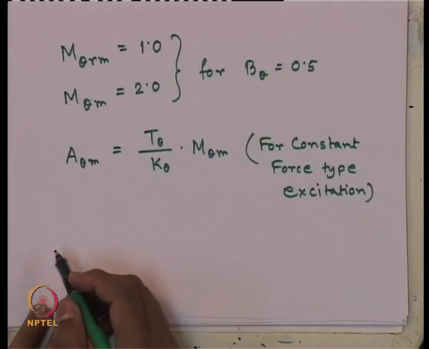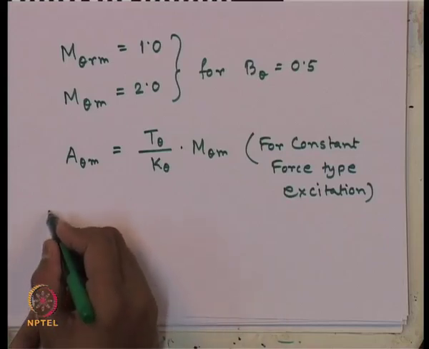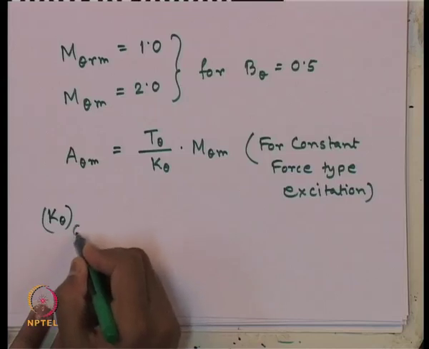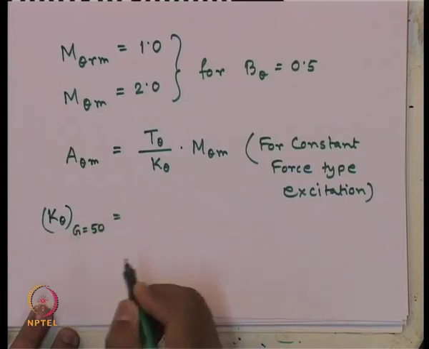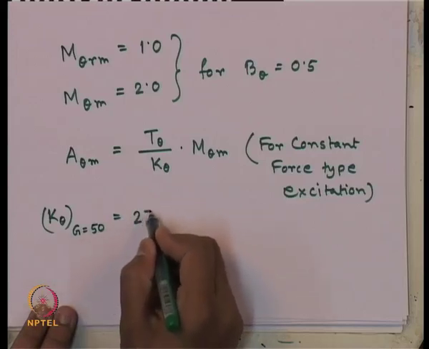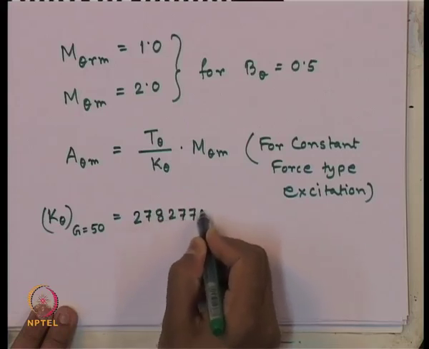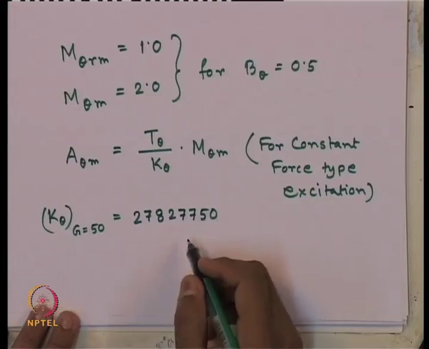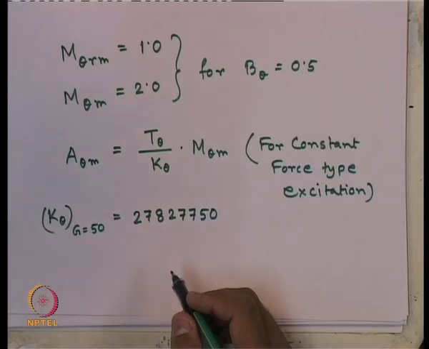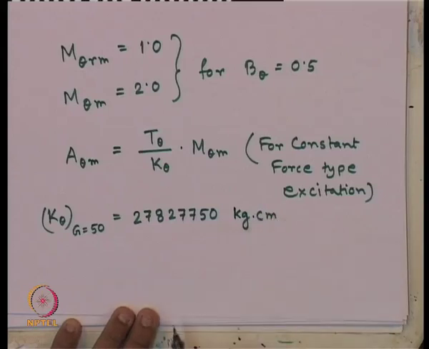So, different k theta values we have already computed in our previous problem, the same values we can use. Let me quote those values once again. K theta for g equals 50 we had computed as 27827750. So much of what? What was the unit we had calculated earlier? Kg force centimeter, right?